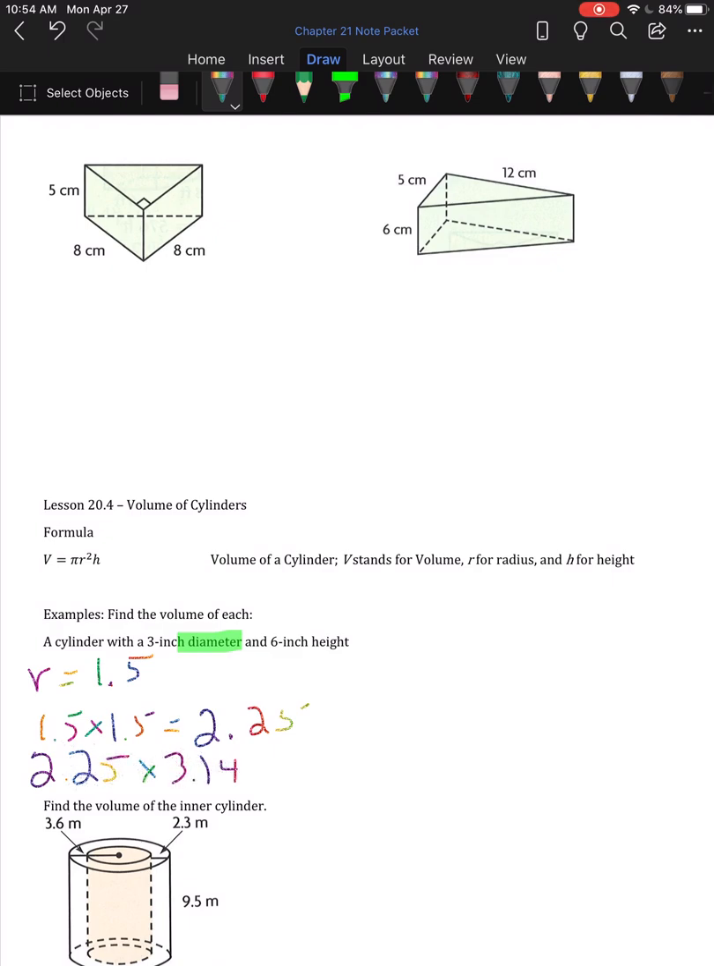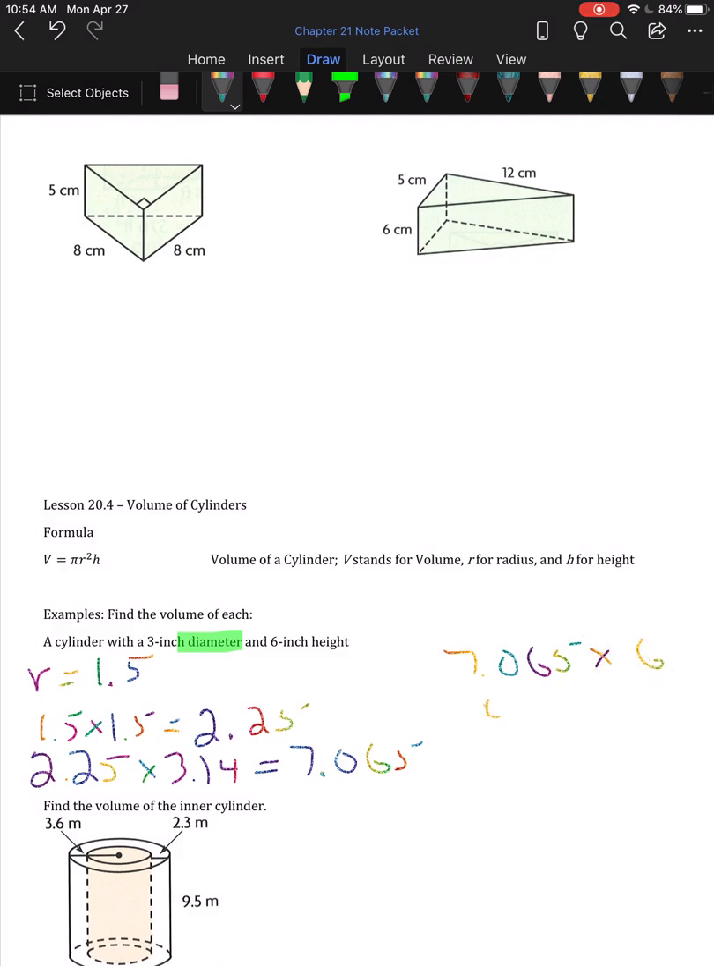Pi will be 3.14 for us. Again, don't use calculator pi. Don't use the pi key. Use 3.14. That'll get us 7.065. And step 4 says multiply by the height. So we're going to take that 7.065 times the height, which is 6.